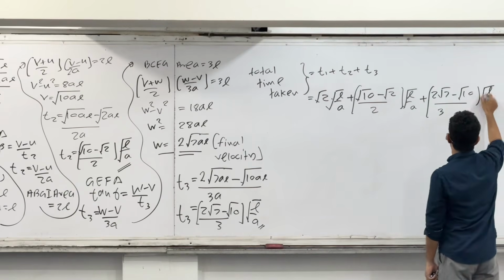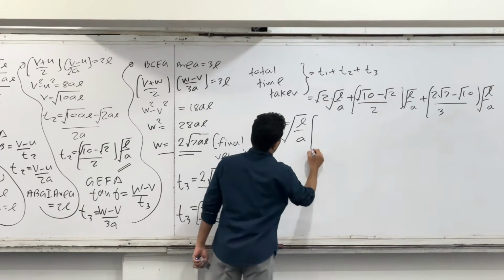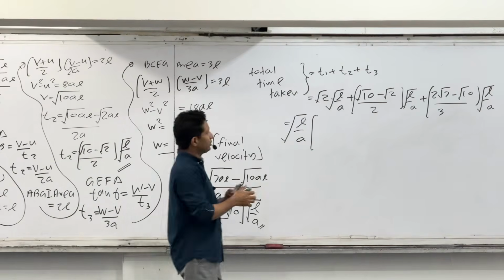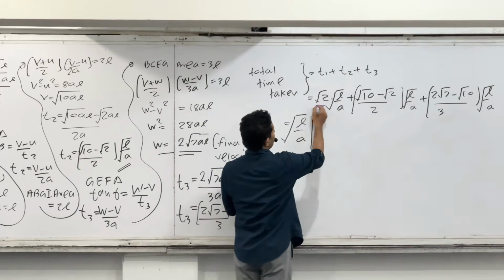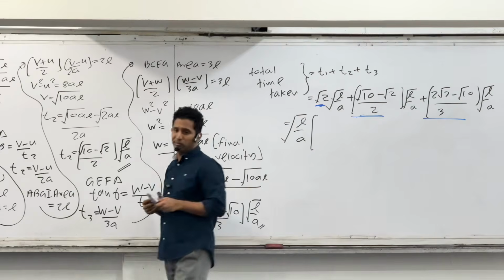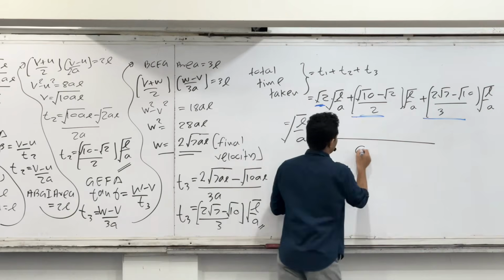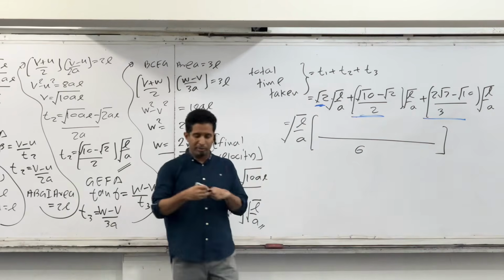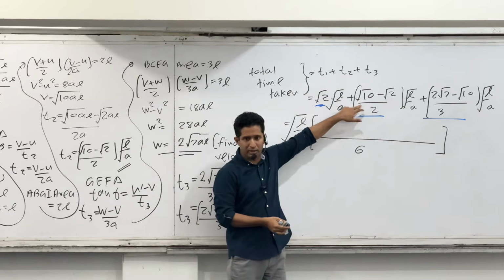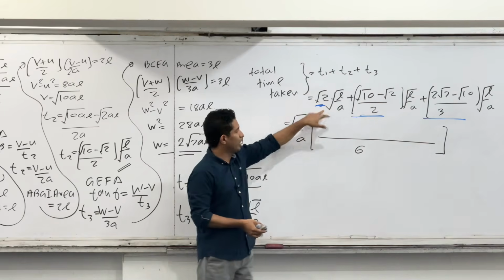Now look, in all three terms the L over A root is common. Can anyone figure out what the common denominator of these three expressions will be? That's 6, right? Taking the common denominator, here you need to multiply both denominator and numerator by 3, here by 2, and here by 6.